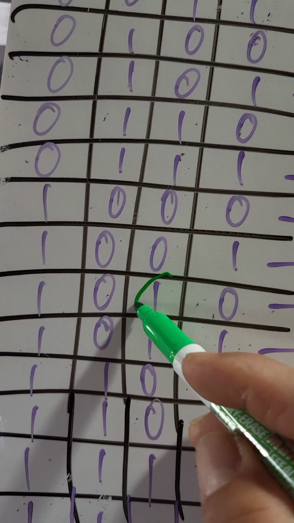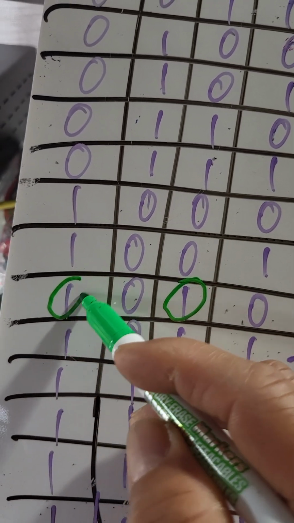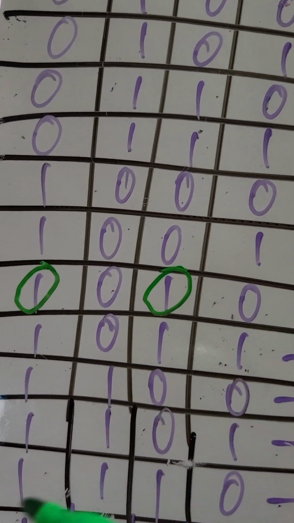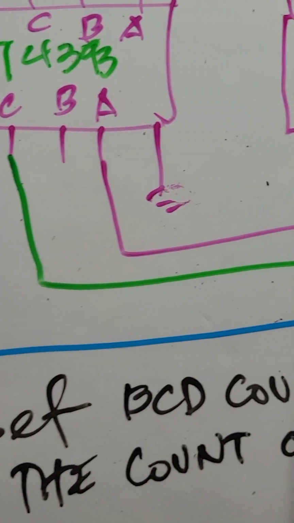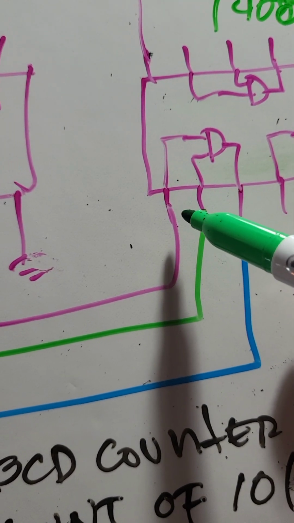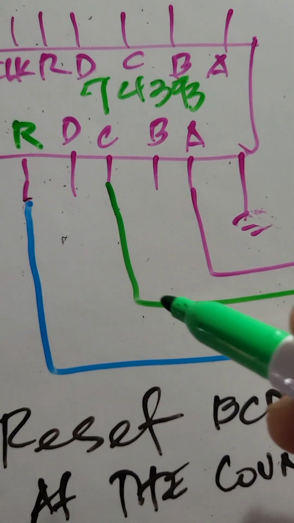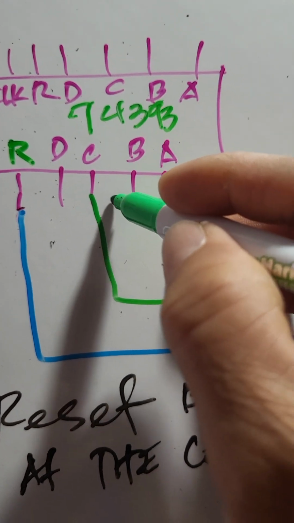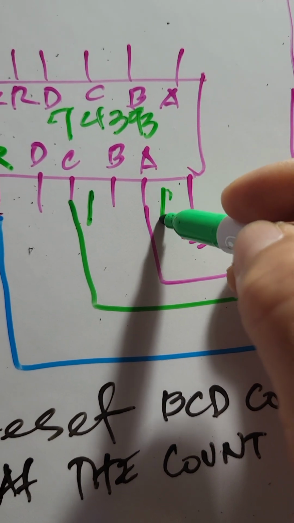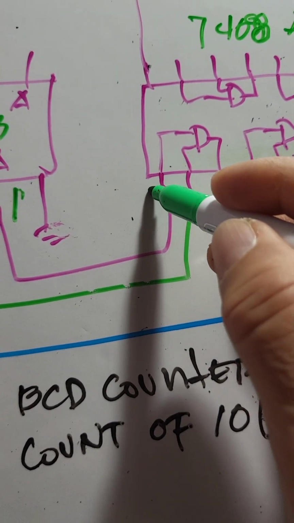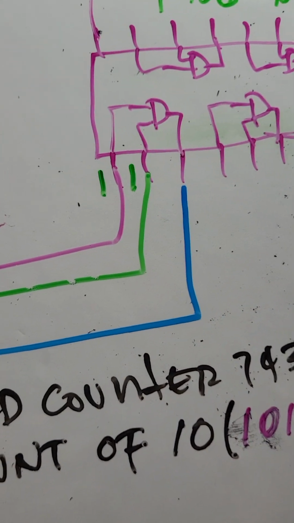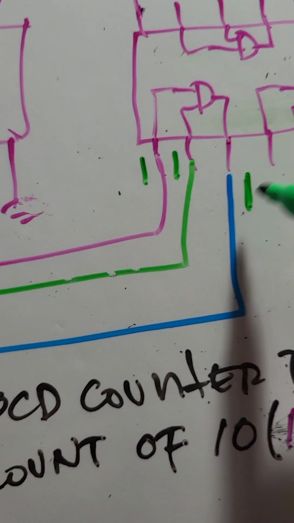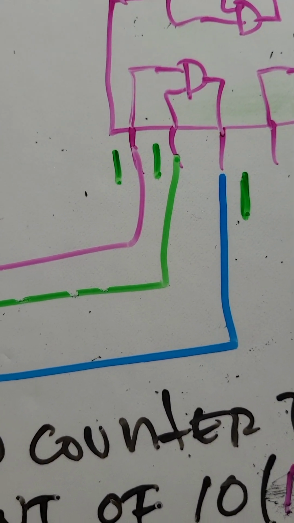So these two ones here are connected to the 2-input AND gate. When this A and C count as 1, the ones will enter the 2-input AND gate, 2 ones, so 1 1. So this will output also a 1.